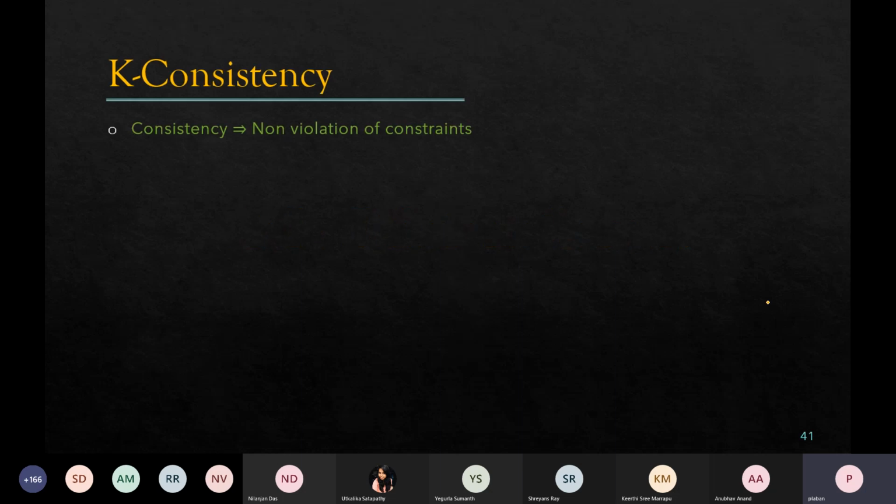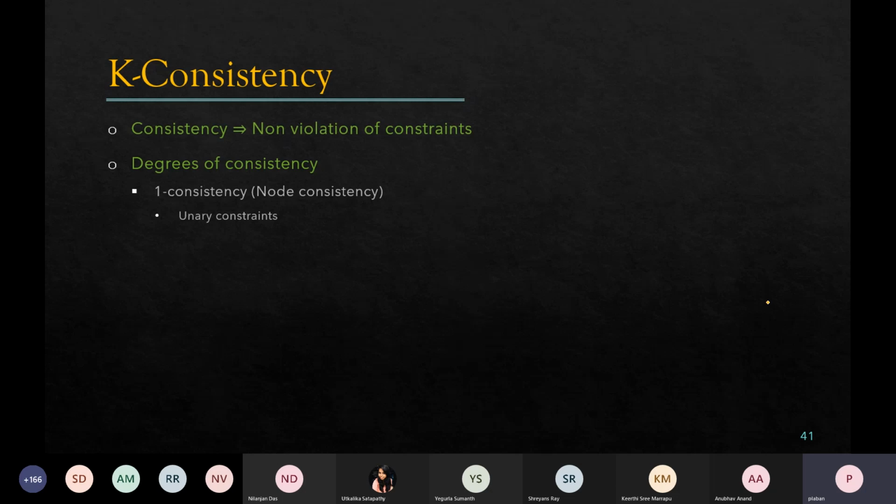For that, we will extend the idea of arc consistency in the form of k-consistency, right? So again, consistency is basically no violation of constraints, right? If we have a CSP that is not violating any constraint, then we say that CSP is consistent. Now this consistency might have degrees associated with it. So let us see what are the degrees that we are talking about.